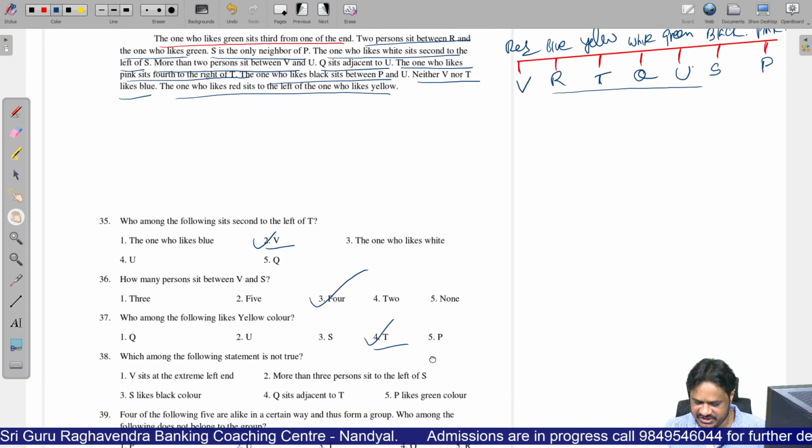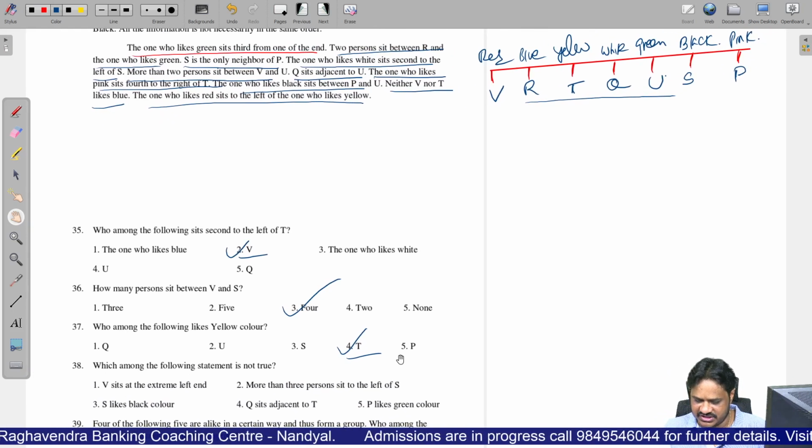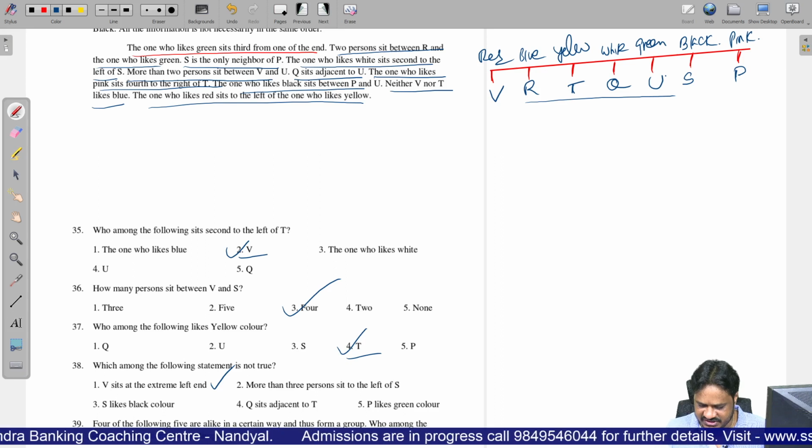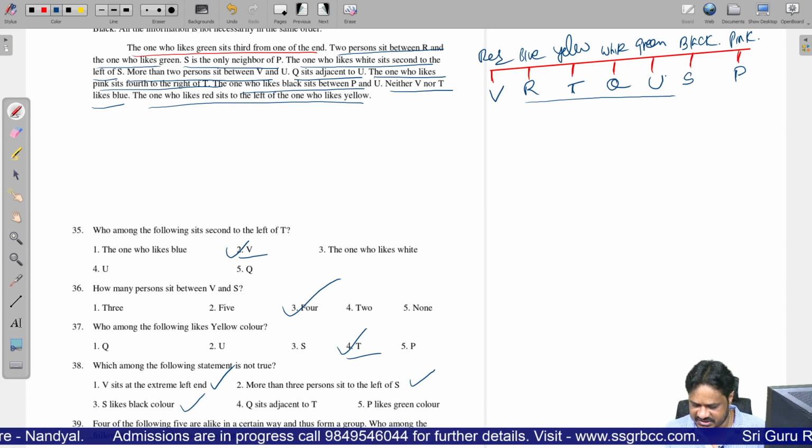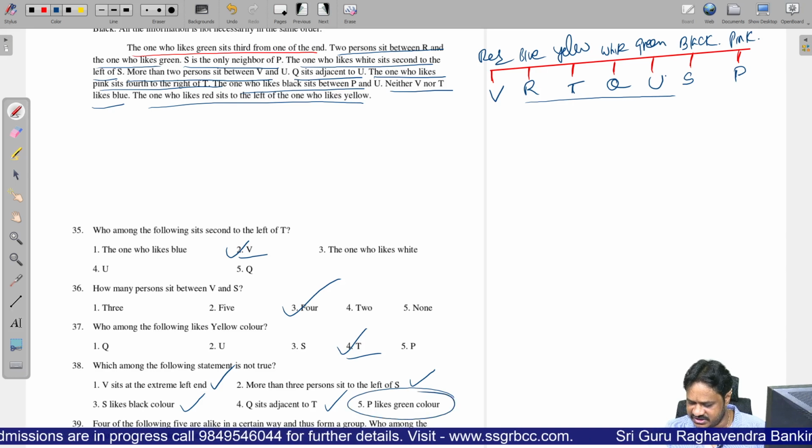Then, which is not true? V is at extreme left end, that is correct. More than 3 persons sit to the left side of S, that is correct. S likes black color, that is correct. Q is adjacent to T, that is correct. P likes green is not correct because P likes pink color.